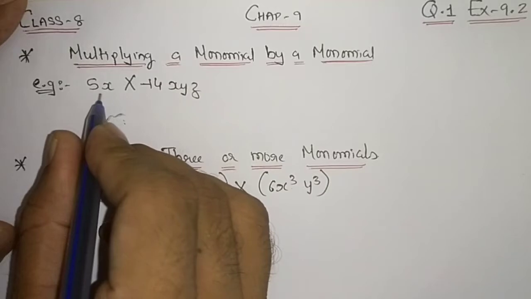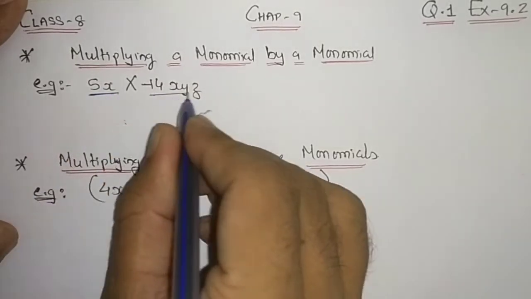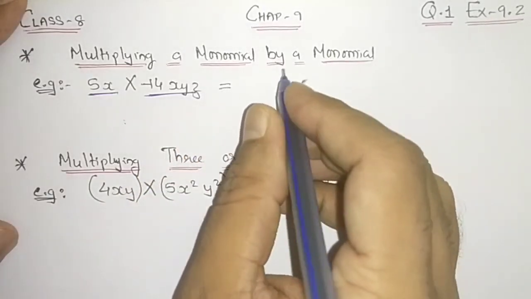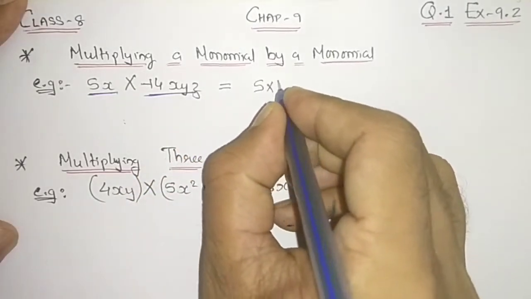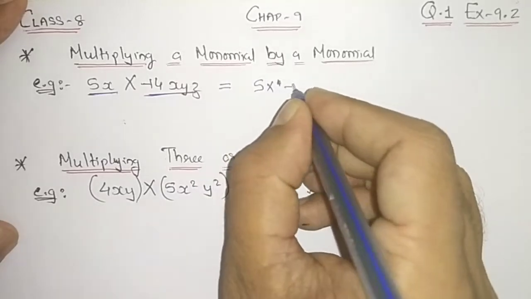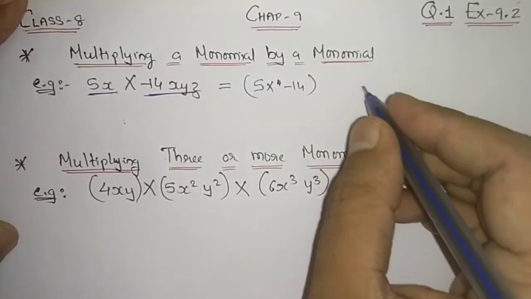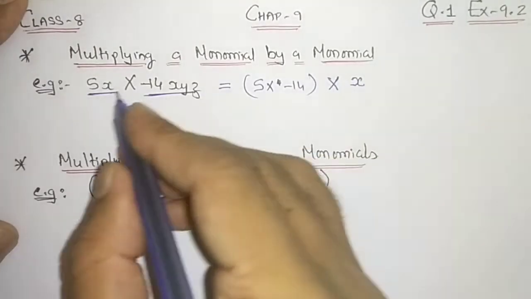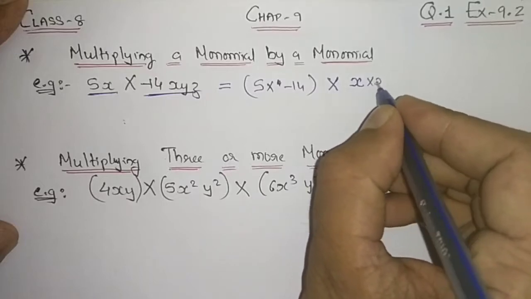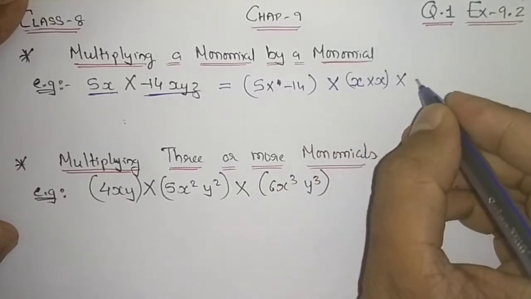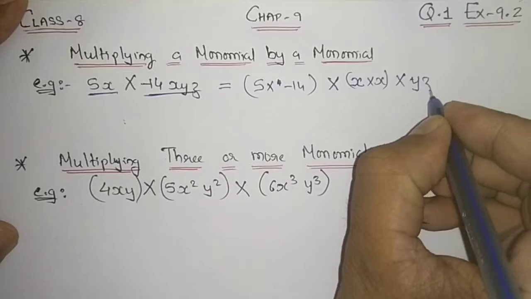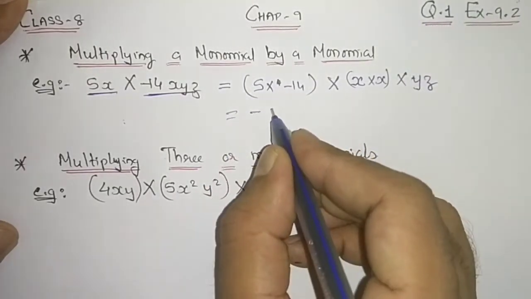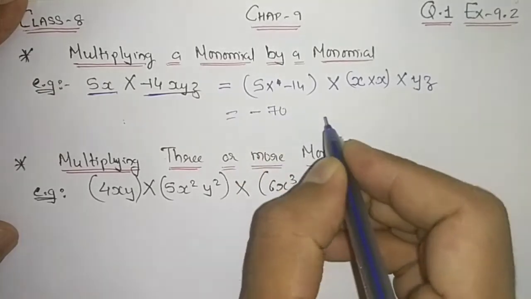Here it says 5x, this is a monomial, multiplied by another monomial. So what we will do, we will first multiply the numerical part, that is 5 into minus 14 in one bracket, and then multiply the same variable, that is x into x in another bracket, and the remaining we will place as it is, that is yz. So minus into plus will be minus, 14 fives are 70.